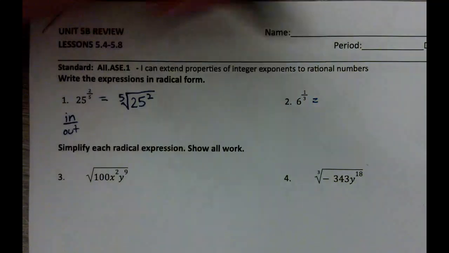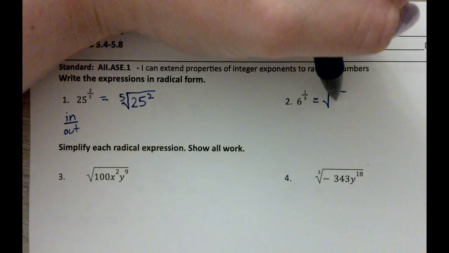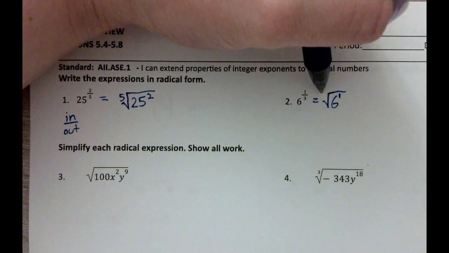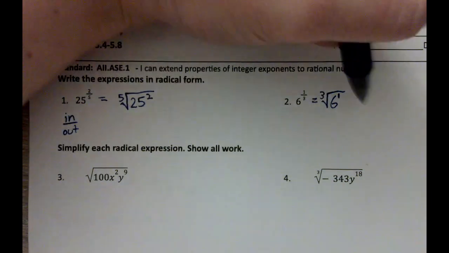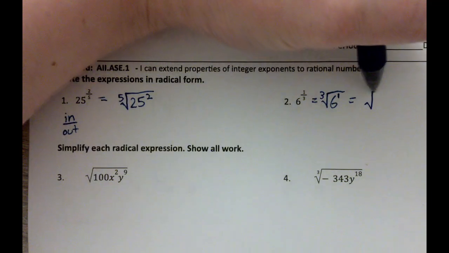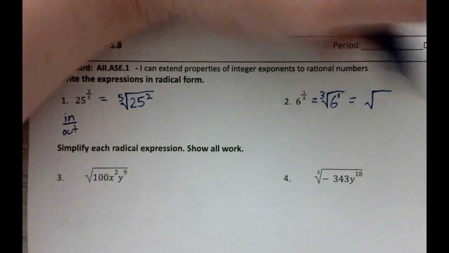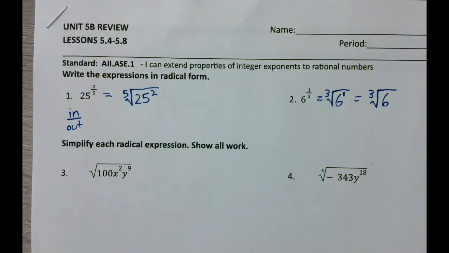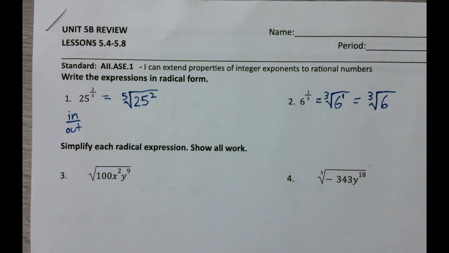6 to the 1/3, same thing. 6, 1 goes inside with the 6, in over out, 3 goes out. Now technically, we don't keep an exponent of 1, we drop it, because it's the same thing. So technically that is the full complete answer, just the cube root of 6.